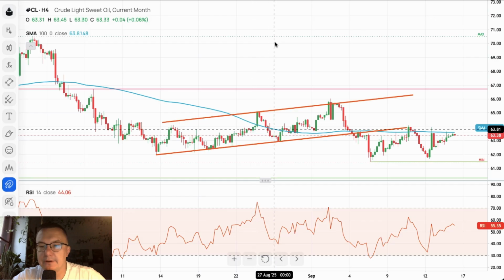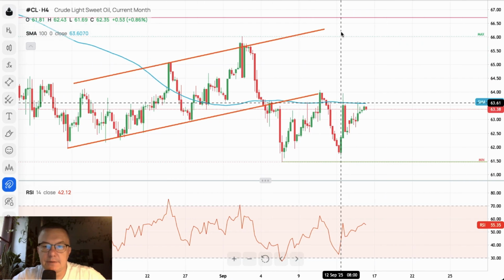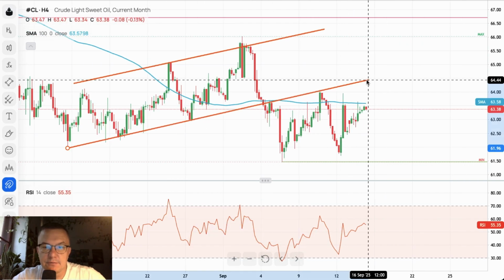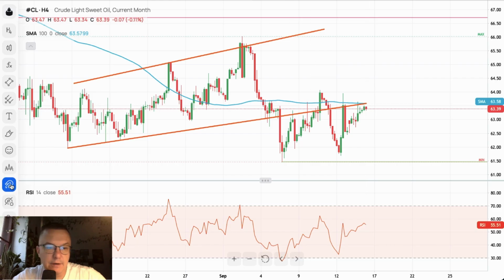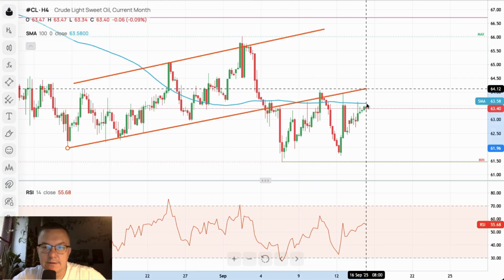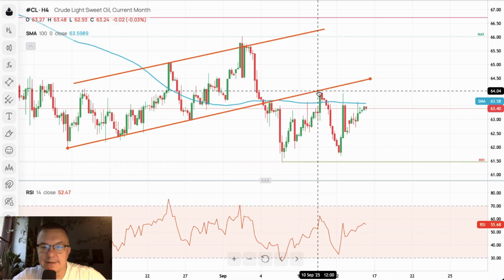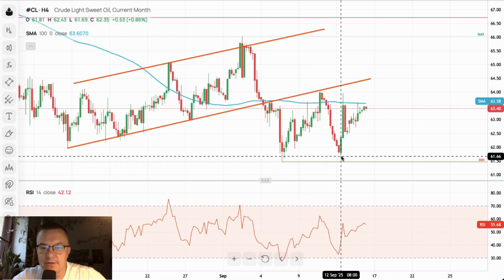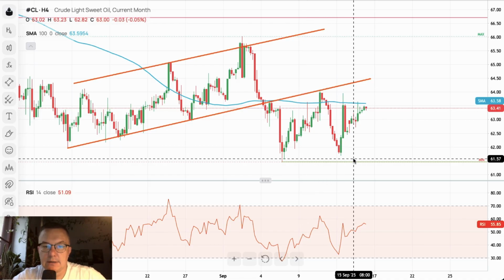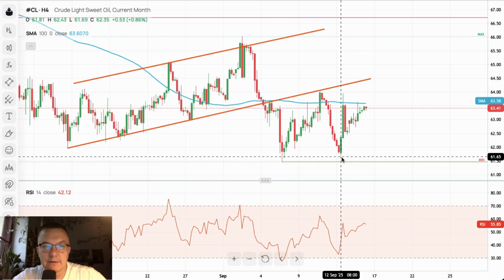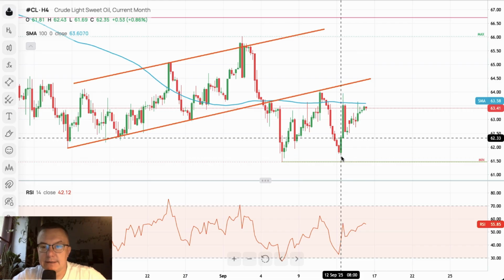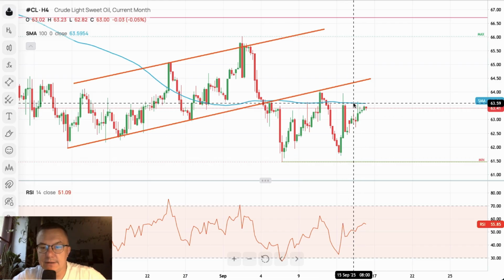How about the crude oil? Well, the crude oil technical picture looks quite interesting. We broke out of the channel, this orange line channel. The channel's lower line has been tested and was rejected very, very viciously. We went down towards the level of 61.69, and then we're testing the 100 periods moving average.